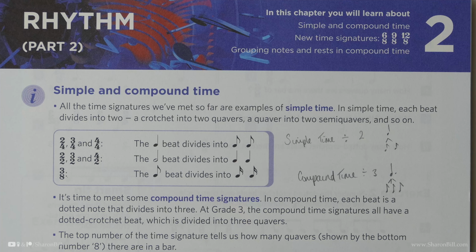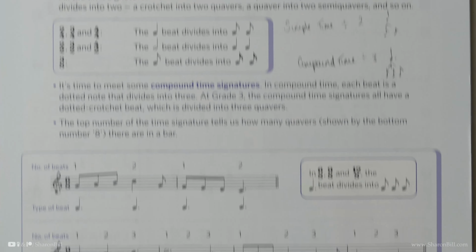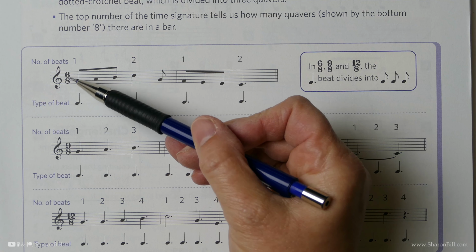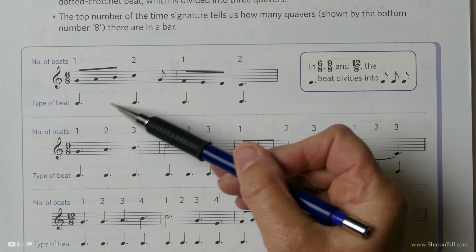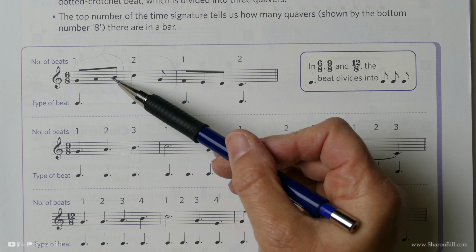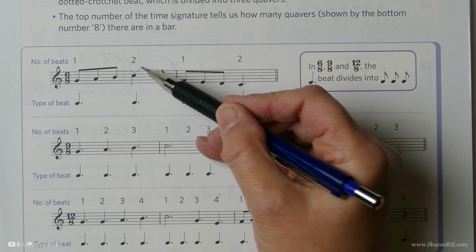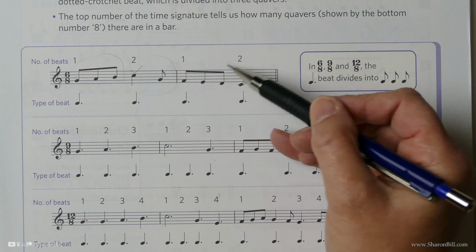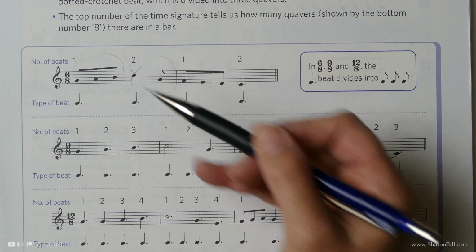But basically, we are counting at first off in quaver beats. So we can see we have 6 quaver beats, but they're grouped in groups of 3. So we can see 1, 2, 3, 1, 2, 3, 1, 2, 3, 1, 2, 3, and that's reflected in the way these are beamed.